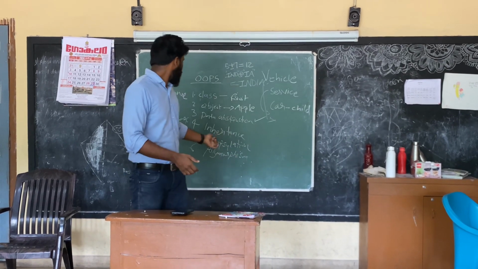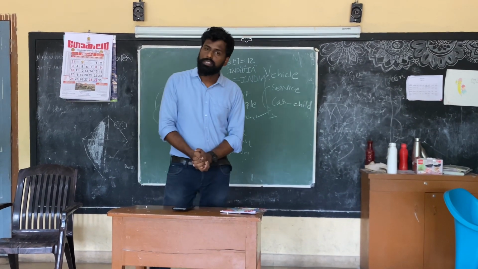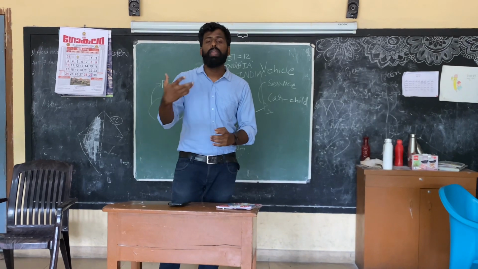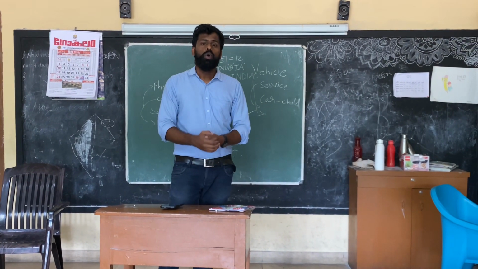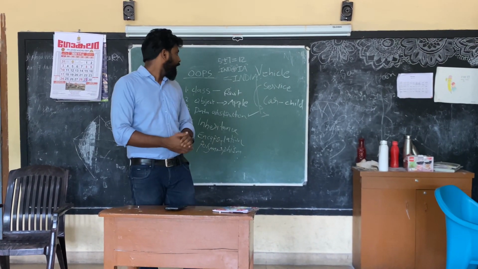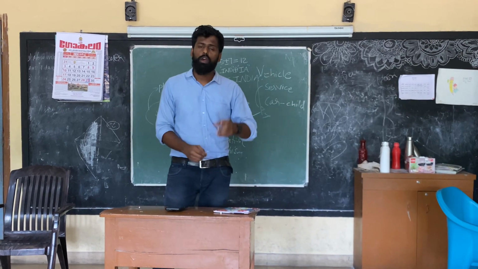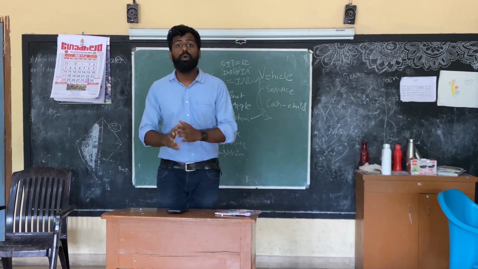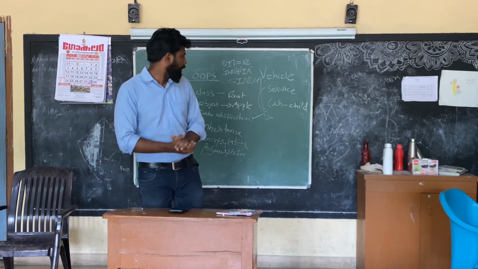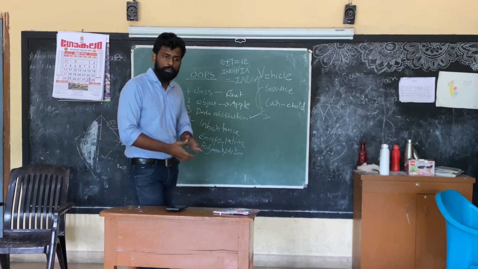And last but not the least, that is polymorphism. Polymorphism is the ability to take more than one form. One thing or one object or one operator can perform more than one operation in different areas. So that is what is called polymorphism.